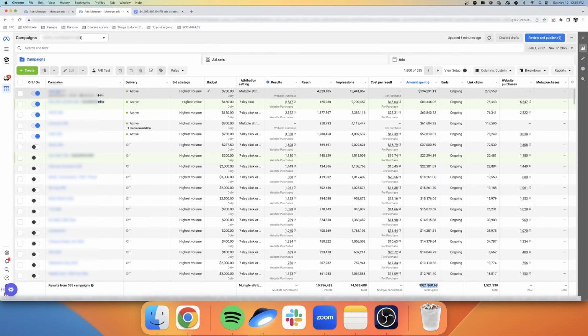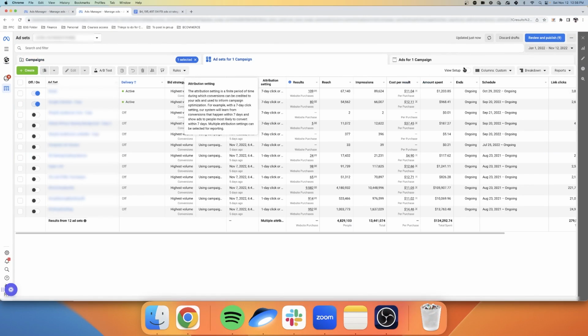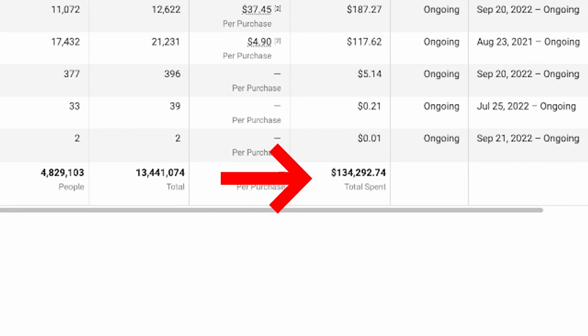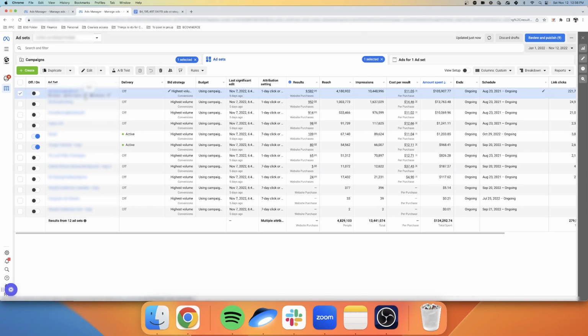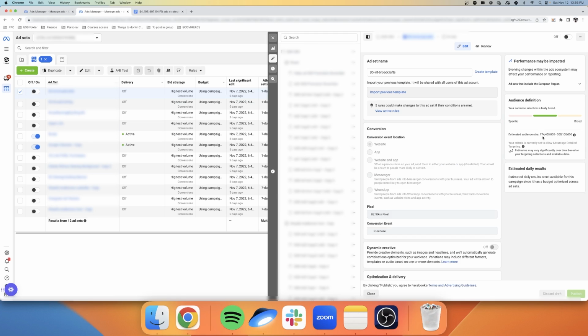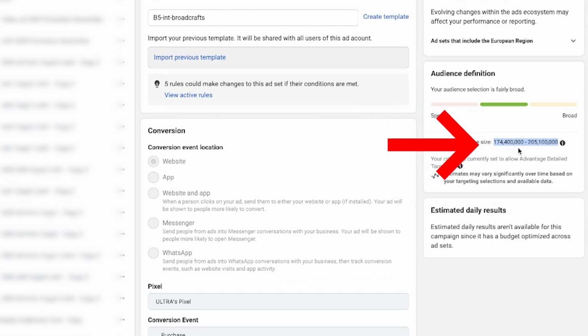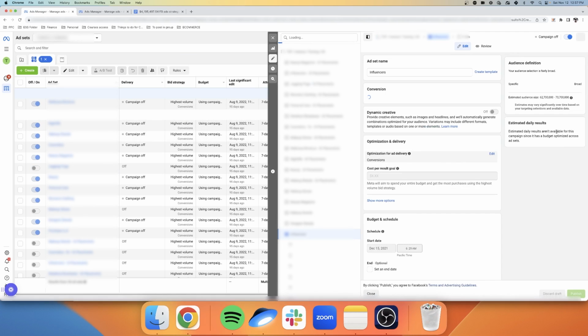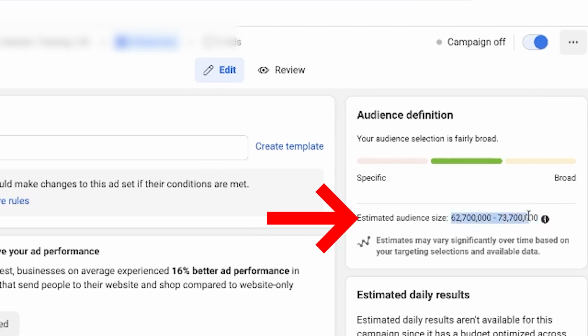So you can see here, inside of the real ad account, this is one of the campaigns here that you can see spent $134,000, right? Which is pretty cool. The biggest audience here is this one. And if you look at the reach here, the potential reach is 174 million people. One campaign here spent $1 million, right? Like literally a big campaign. So if we go inside of this campaign, the reach here is 62 million people.